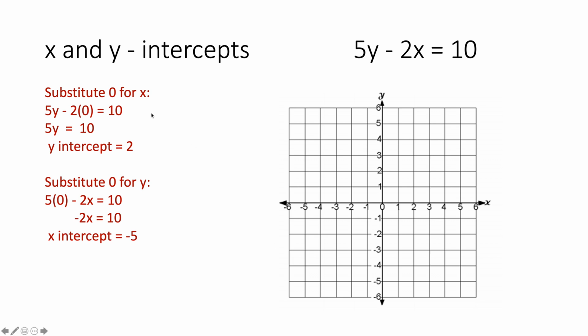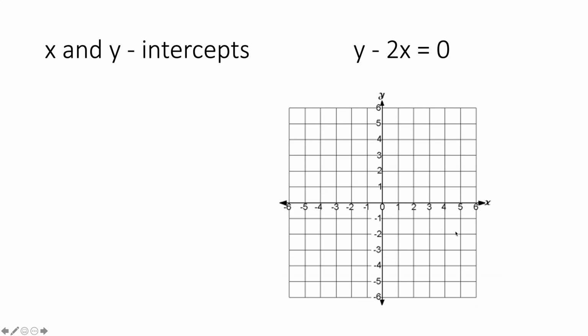So, plugging in a 0 for x, I get a y-intercept of 2. Plugging in a 0 for y, I get an x-intercept of -5. X-intercept goes on the x-axis, y-intercept goes on the y-axis. There's my x-intercept of -5. My y-intercept should be 2. Connect the dots. All done. Okay? All right. Now let's try this one with x and y intercepts. Go ahead.